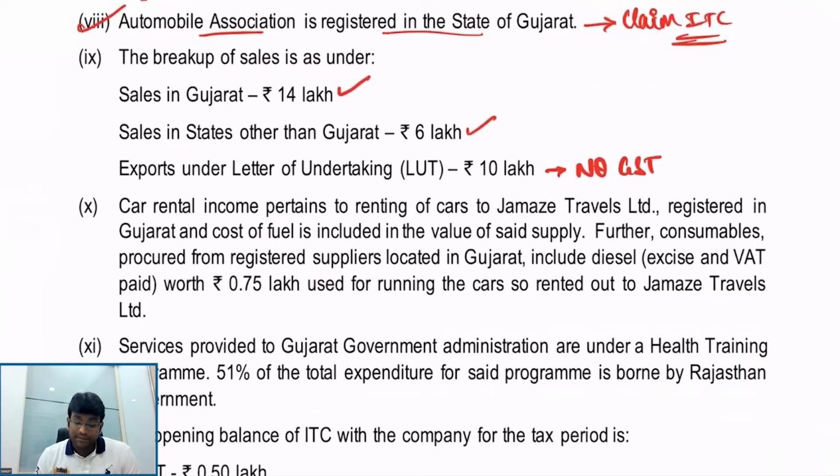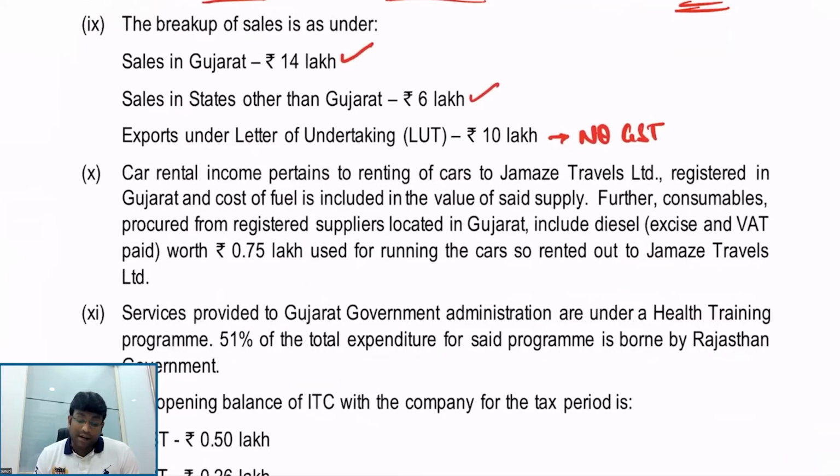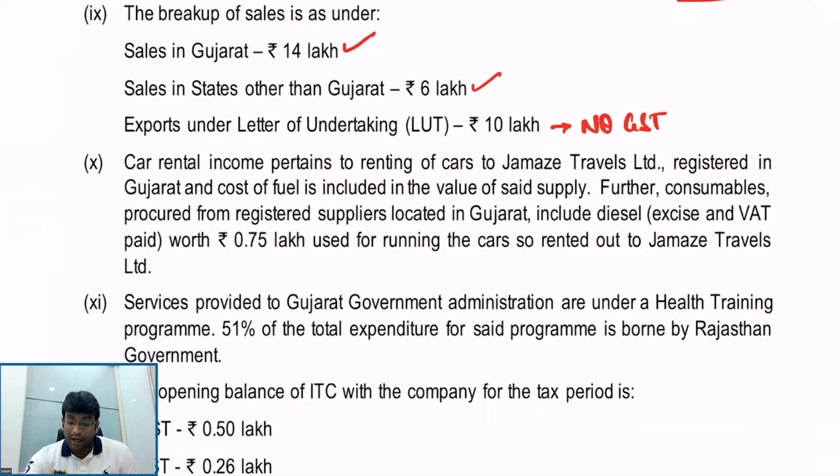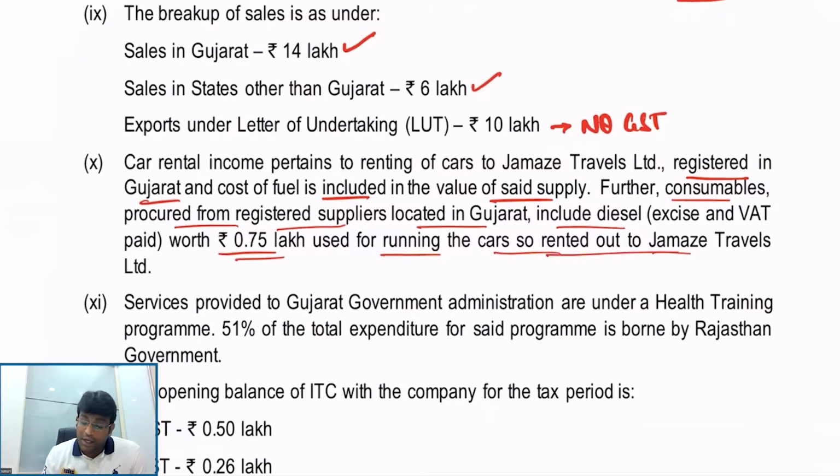Car rental income. What is that word, sir? Car rental income pertains to what? Renting of cars to Jamas Travels Limited. To whom, my dear friends? Jamas Travels Limited registered in Gujarat. And the cost of fuel is included in the value of supply. Further, consumables procured from registered supplier located in Gujarat include diesel worth 75,000 used for running of cars so rented to Jamas Travels. So on this, what will happen?